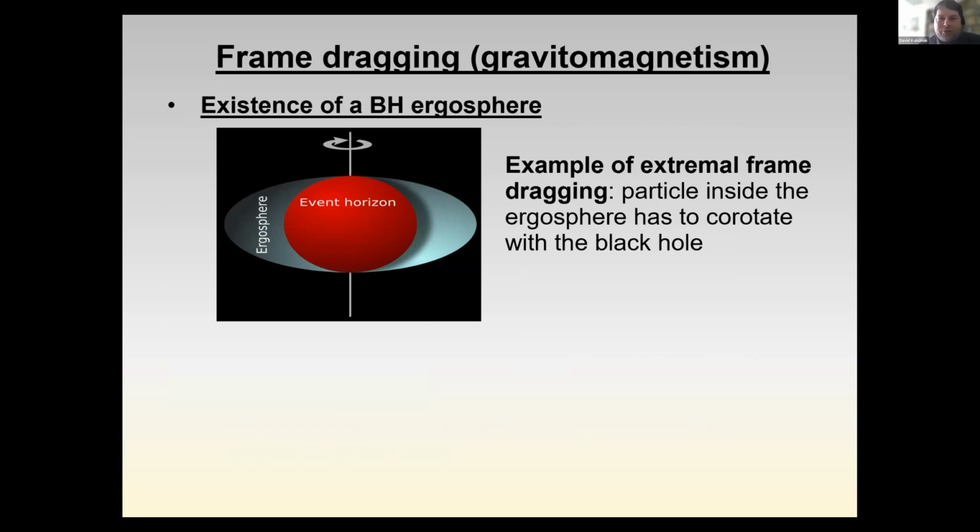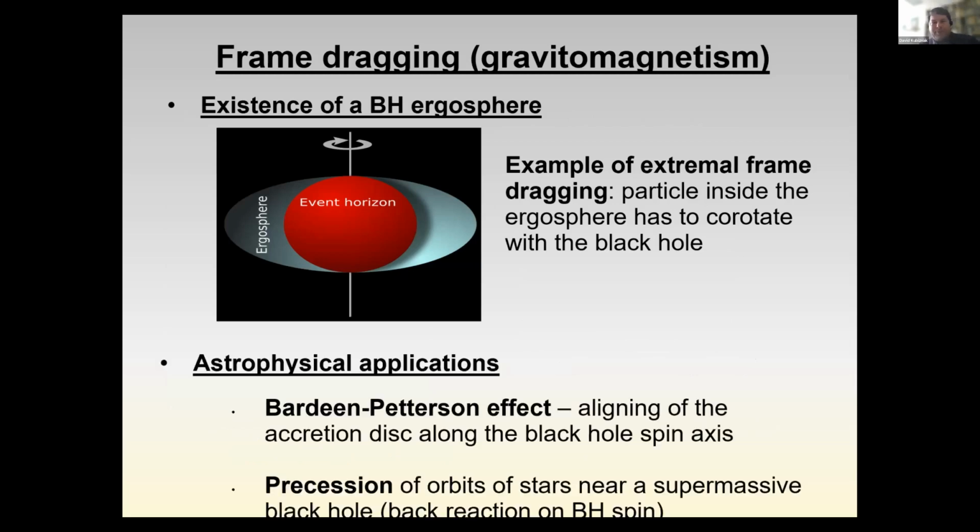And we know there is an ergosphere, and in that ergosphere, everything has to corotate with the black hole, so that the space-time is completely tracked. And this has very many astrophysical applications. For example, the Bardeen-Petterson effect, which implies that your accretion disk around the black hole will eventually align with the black hole spin.